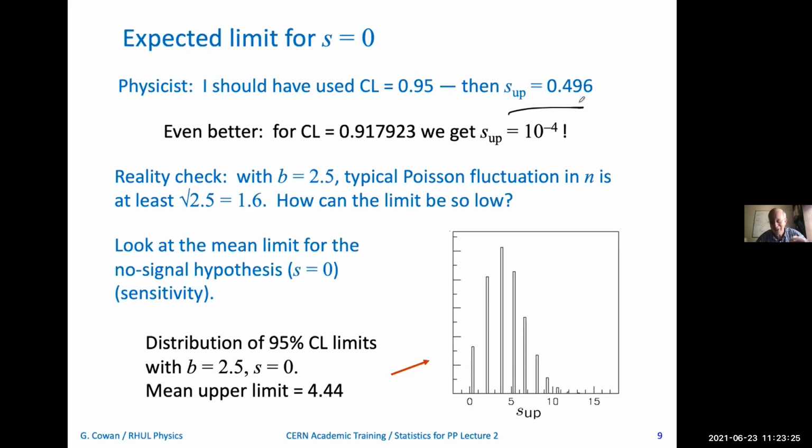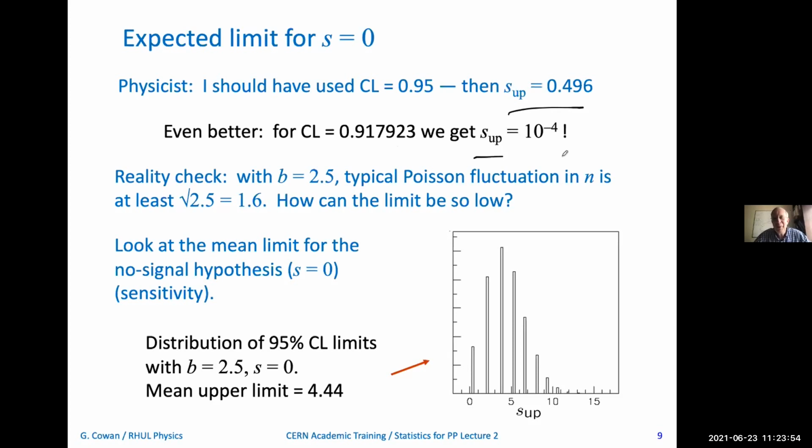And so the physicist is very happy. And so not only is it a positive value, but it's in fact a good positive value in the sense that it appears to be naively a very stringent limit. It's excluded a lot of values of S because it's quite low. But all right, maybe the physicist gets a little too clever and says, all right, since I got so much benefit by tweaking my confidence level, perhaps I should choose 0.917923.